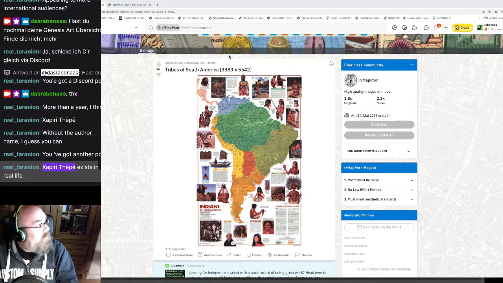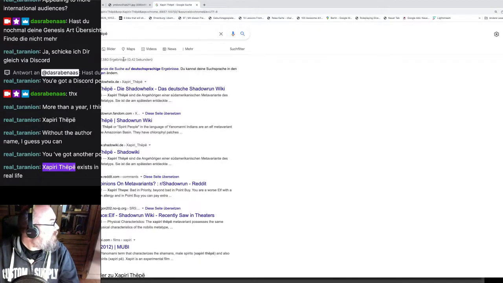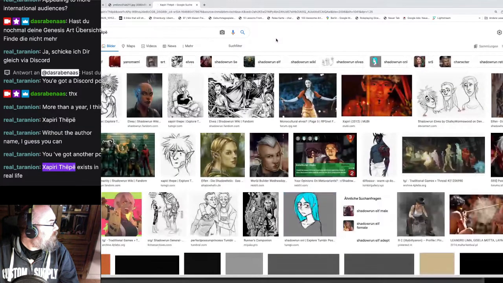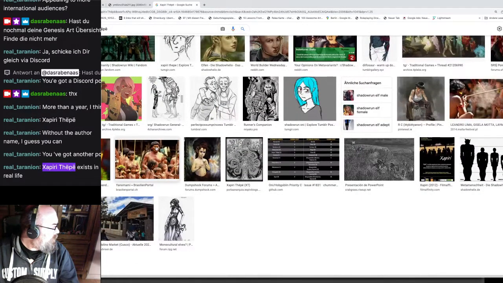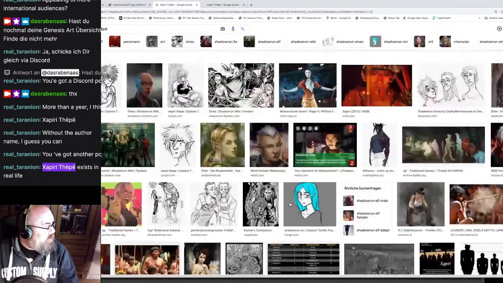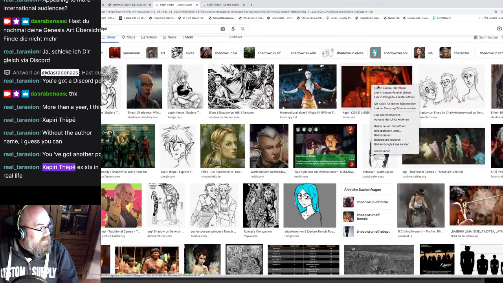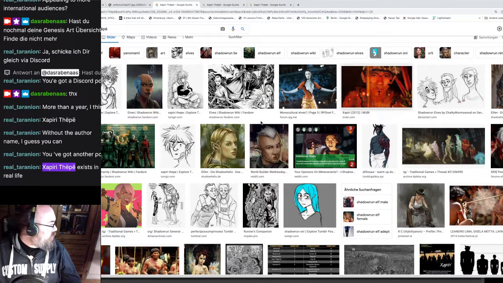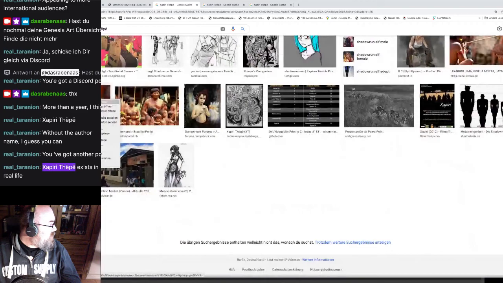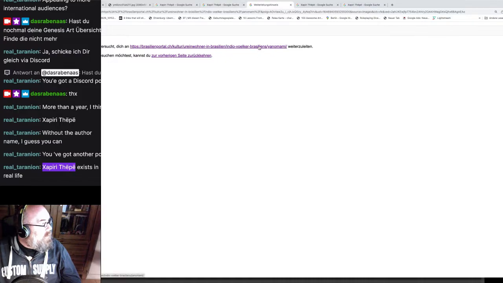Wait a second. Of the pictures that were found containing that word, almost all are connected with Shadowrun. But there are three pictures that seem to be about real South American Indians.